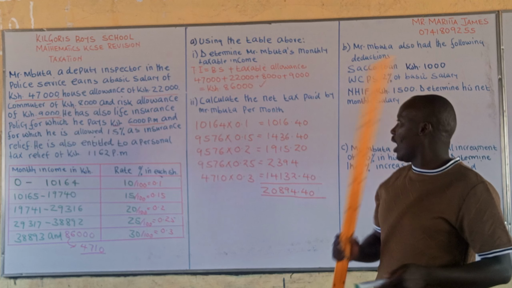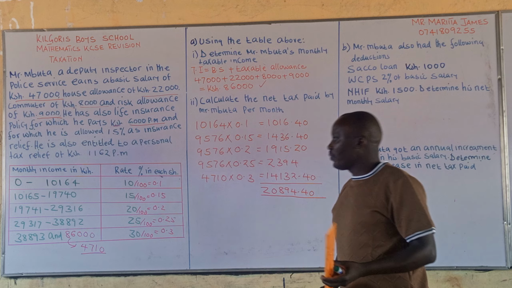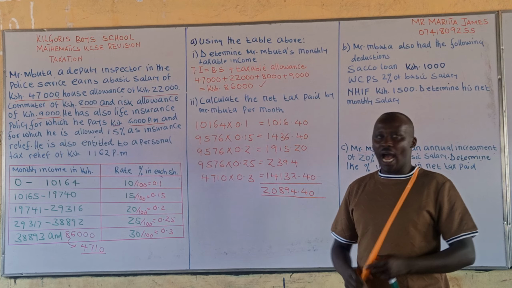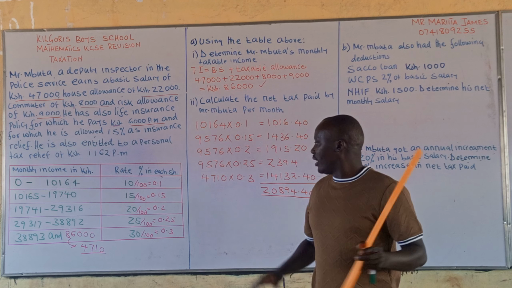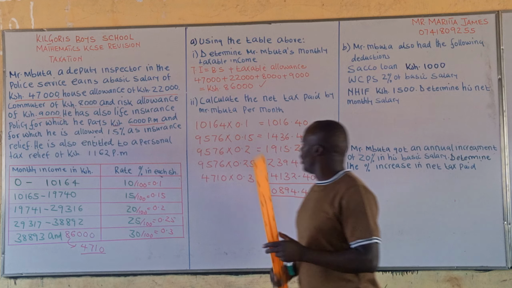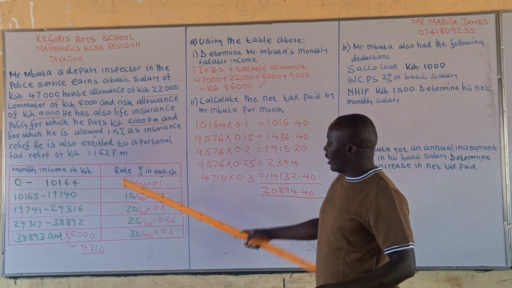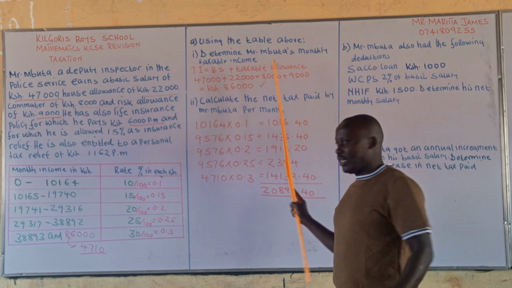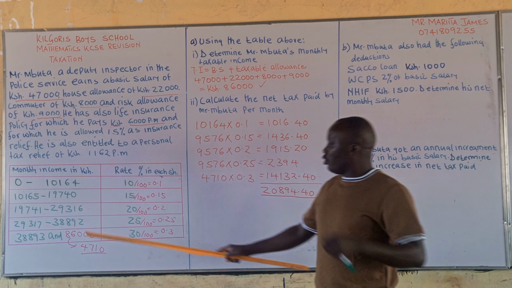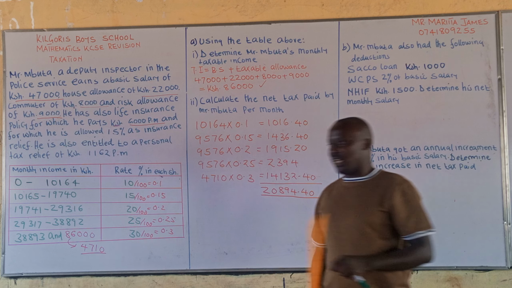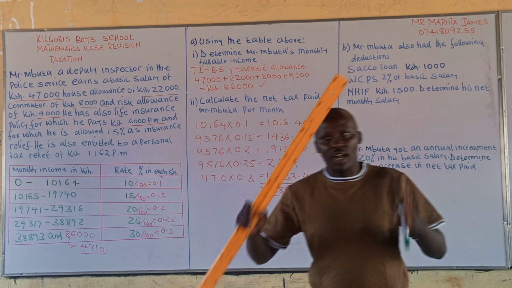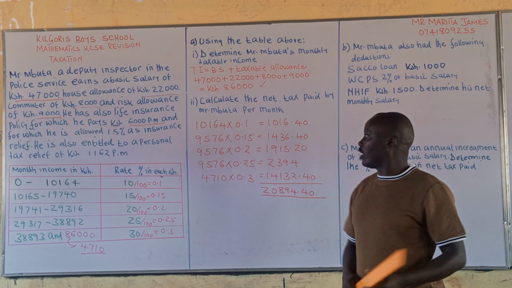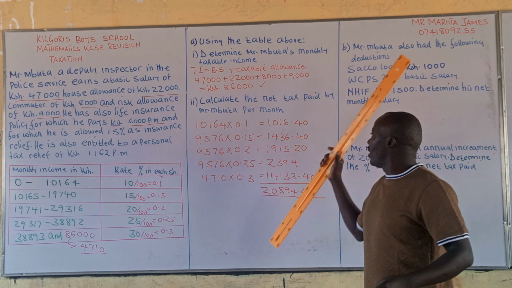This 86,000, when you look in our table here, is above 38,892. Any value above that, the rate is just 30%. So we take the 86,000, the taxable income of Mr. Mbuta, and subtract 38,892 because that value is above, and that gives us 47,108.